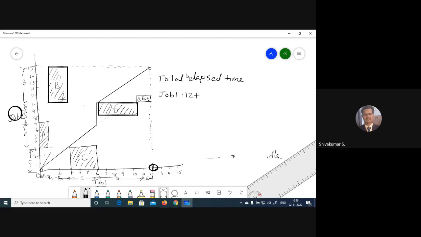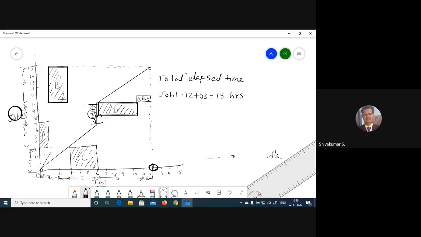So Job 1 is idle here. From here to here, it is a total of 3 hours of idle time for Job 1. From here you draw a line like this, and you get a 3-hour idle time for Job 1. So plus 3 hours of idle time is equal to a total of 15 hours.